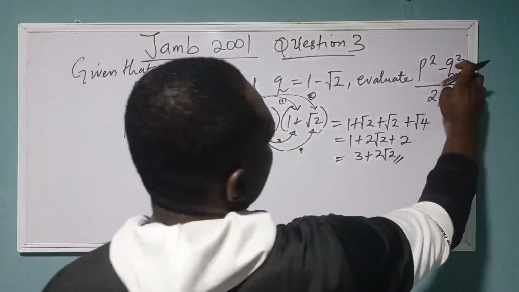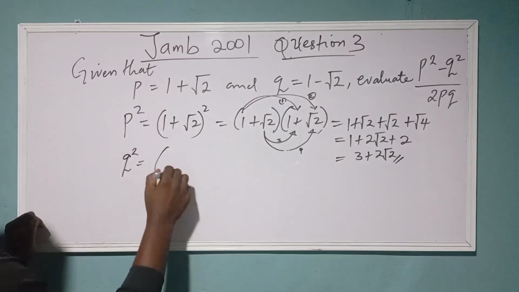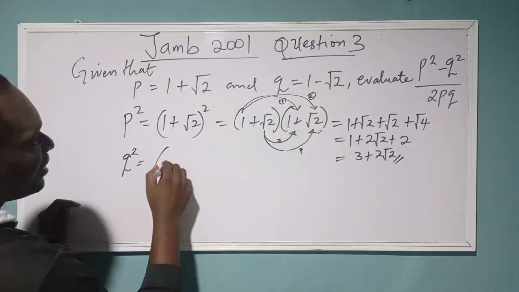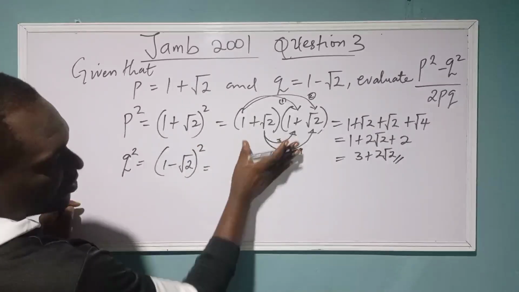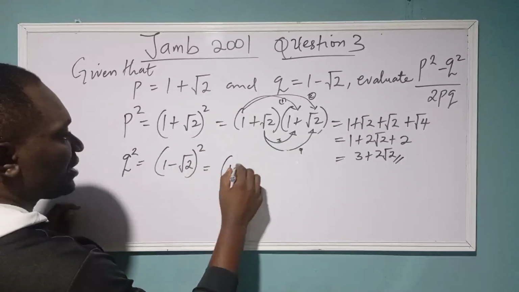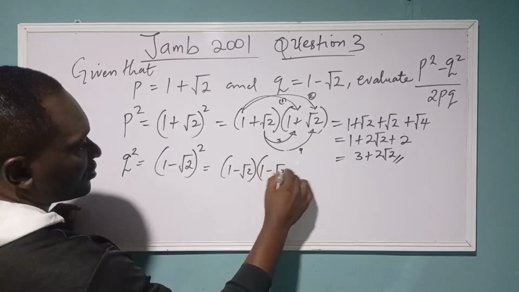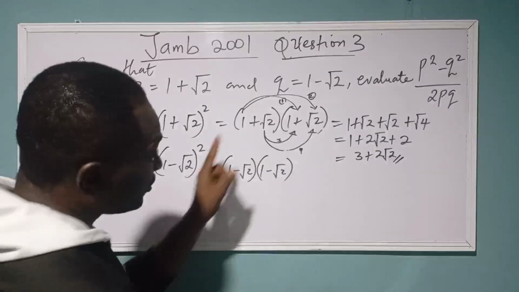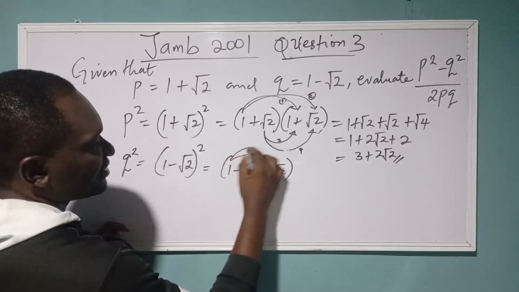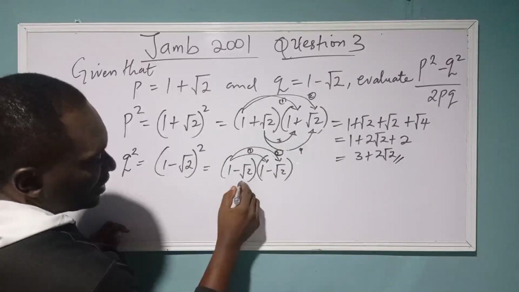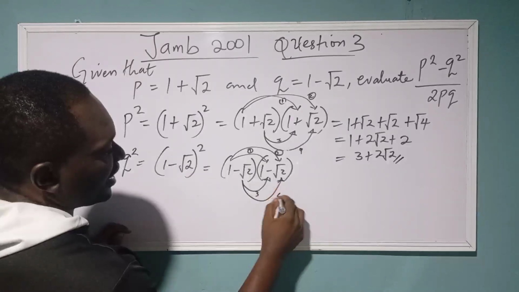Now let's work out Q square. Q square is 1 minus root 2 squared. So expanding it the way we did, this is going to be 1 minus root 2 multiplied by 1 minus root 2. So we're going to follow the same steps here. Step 1, and then step 2, then step 3, and then step 4, right?